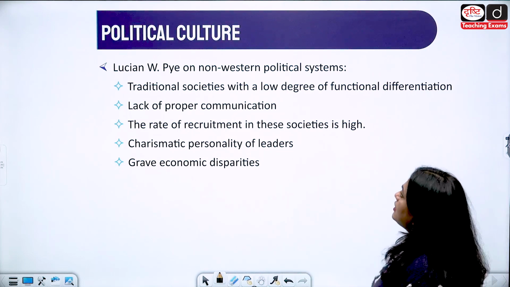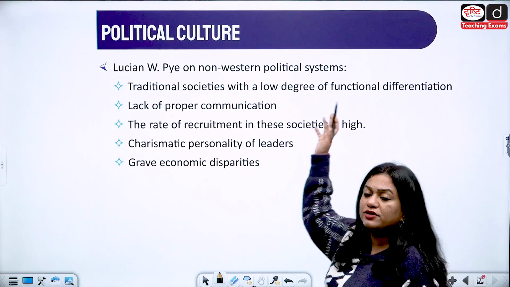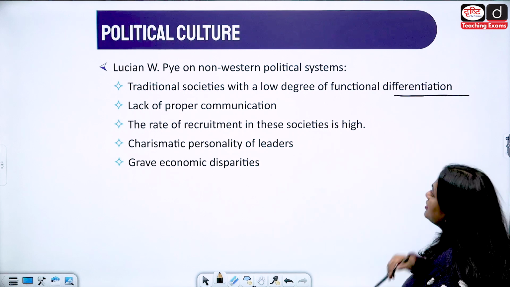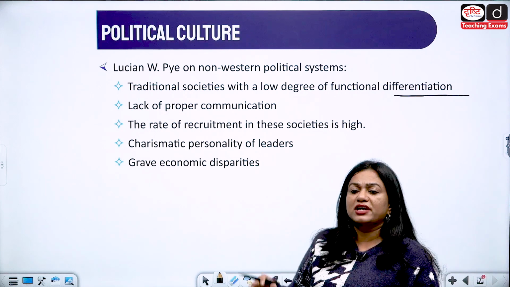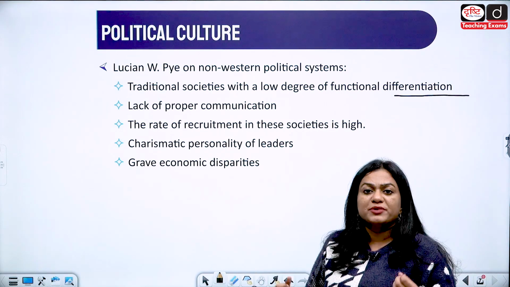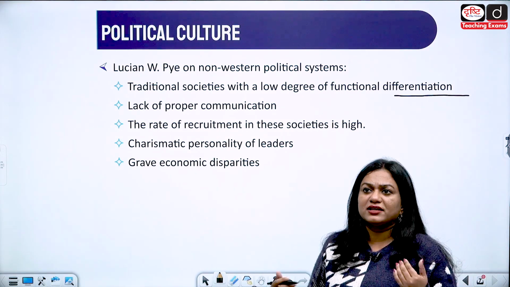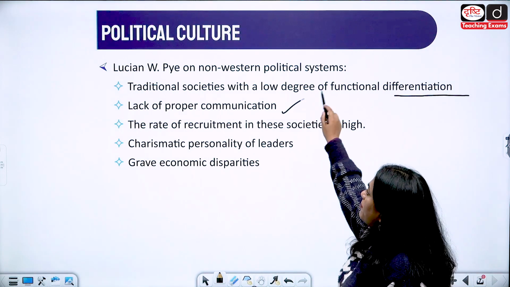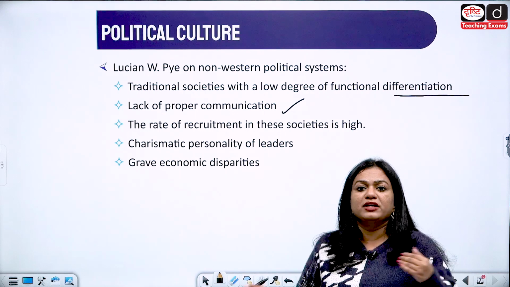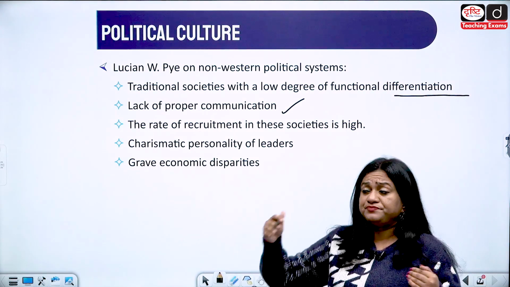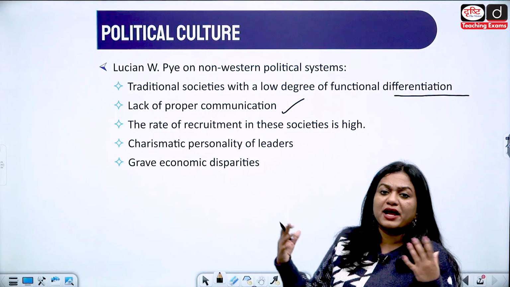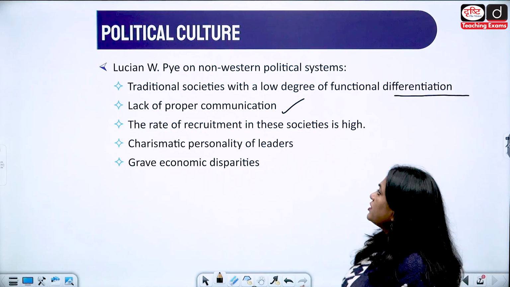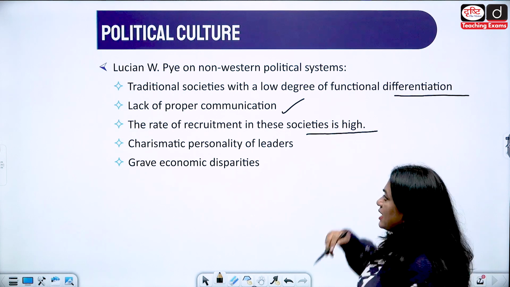So he has identified certain points on non-Western societies. Traditional societies with a low degree of functional differentiation, like he tried to describe a kind of prismatic type of system, or let's say more primordial. Then we have the lack of proper communication between the people and the government. Because it's more primordial, ethnic types of identities were given more prominence. Then the rate of recruitment in these societies is high.